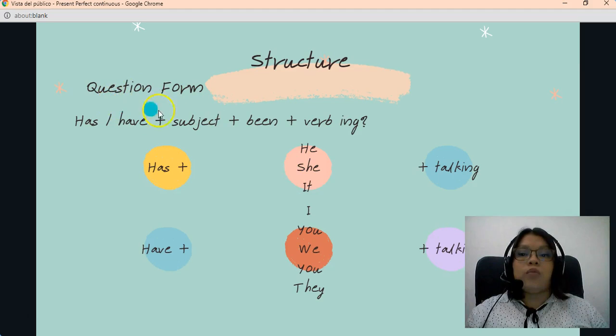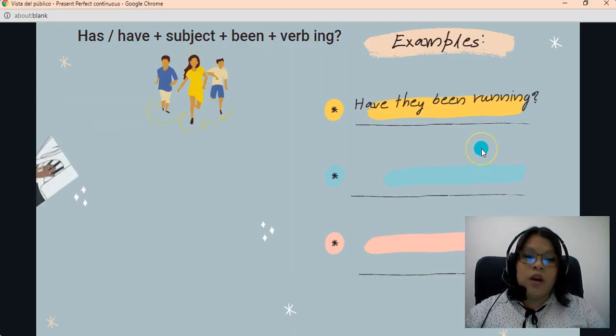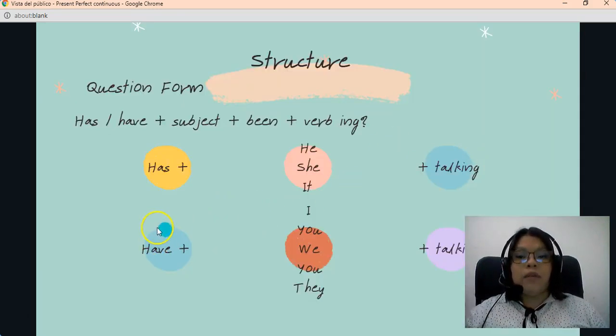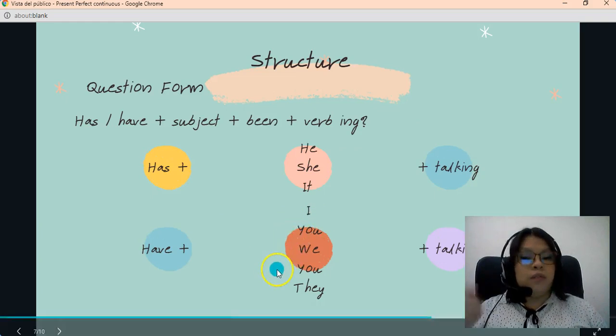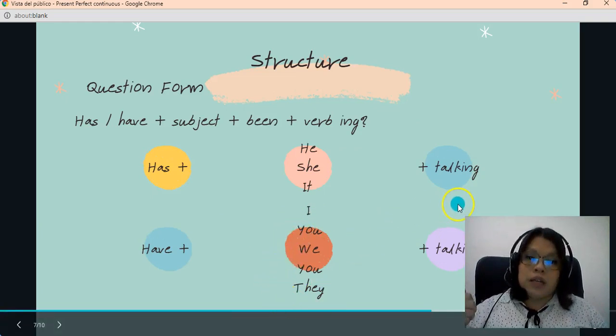Now, let's check the structure. The last one will be about the question form. Yes, to make some questions. So how do we say it? Well, in this case, we need to change the order. Pronoun and auxiliary verb will be changing. In this case, has or have plus the subject plus been plus the verb in ing. For example, the third person always has plus he, she, or it plus talking. Or in this case, have plus I, you, we, you all, or they, plus talking.